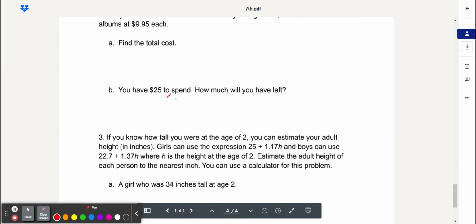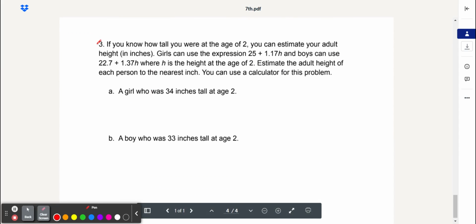Moving on, we can try some word problems. About number 3. If you know how tall you were at the age of 2, you can estimate your adult height in inches. Girls can use the expression 25 plus 1.17h, and boys can use the expression 22.7 plus 1.37h, where h is the height at the age of 2. Estimate the adult height of each person to the nearest inch, and we can use a calculator.